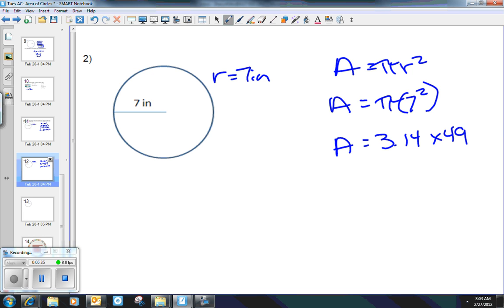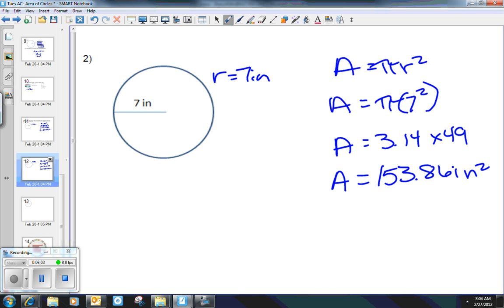Now remember that you're not rounding anything unless it actually tells you to round, and your problems or your worksheets will tell you what to use as pi. So when you're done with that answer, don't round it unless you've been told to round to a specific place value. So 3.14 times 49 here is 153.86 inches squared.